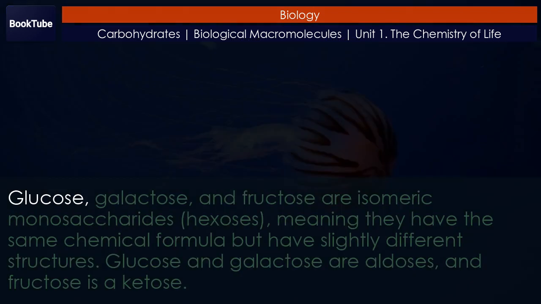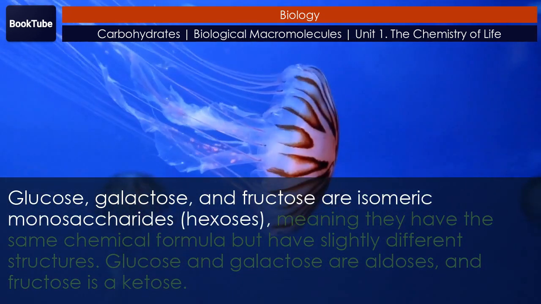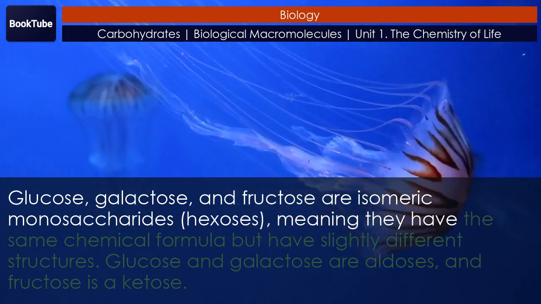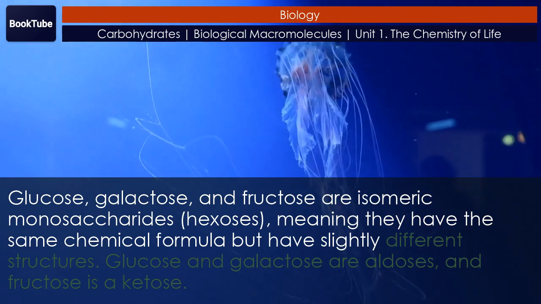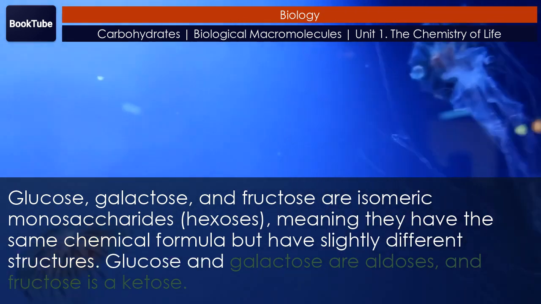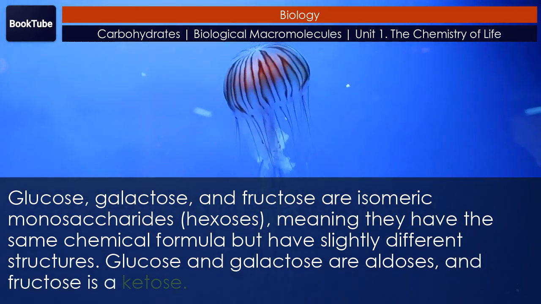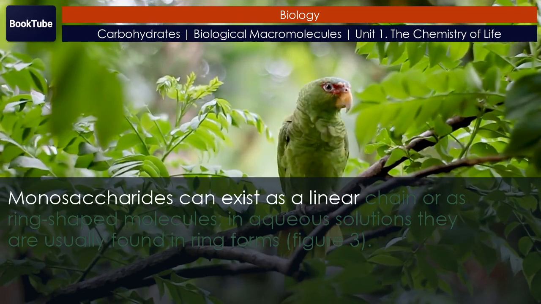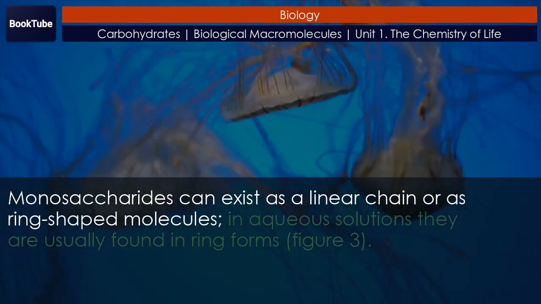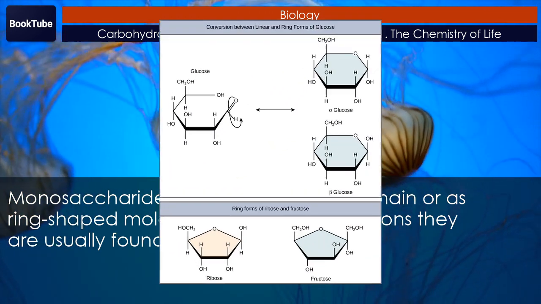Figure 2. Glucose, galactose, and fructose are isomeric monosaccharides, hexoses, meaning they have the same chemical formula but have slightly different structures. Glucose and galactose are aldoses, and fructose is a ketose. Monosaccharides can exist as a linear chain or as ring-shaped molecules. In aqueous solutions they are usually found in ring forms.